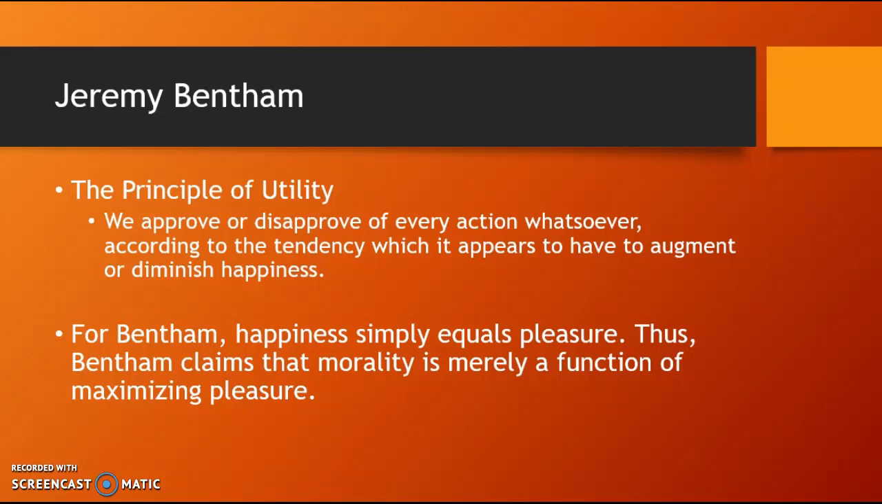So, to start, Bentham gave us the principle of utility. Here he says, we approve or disapprove of every action whatsoever according to the tendency which it appears to have to augment or diminish happiness. Now, this is a little imprecise, and philosophers have picked on parts of it over time and tried to make it into a clear analytic statement. The rough idea is that for Bentham, when he says happiness, he really means pleasure. So happiness equals pleasure. Put that back into his original principle: we approve or disapprove of every action whatsoever according to the tendency which it appears to have to augment or diminish pleasure.